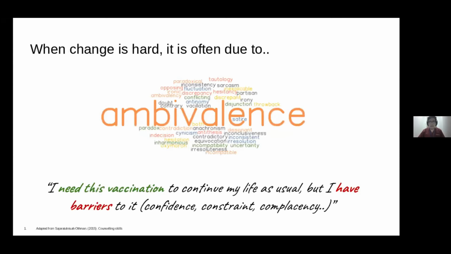And in MI, we help the client to realize this ambivalence for them to decide which decision is best for them. And the process sometimes can be uncomfortable because this creates a dilemma, as they want two incompatible things at the same time.